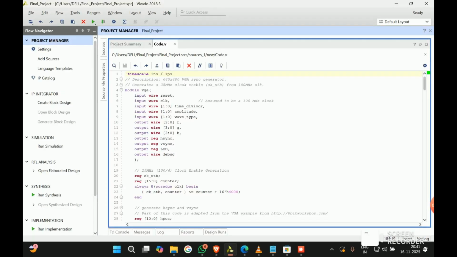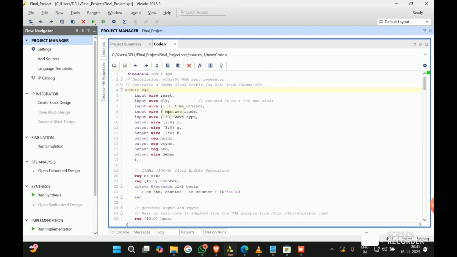Hello, so our project is building a digital oscilloscope using an FPGA. We have used a 640 cross 480 VGA sync generator, and we have assumed the input 100 megahertz clock from the FPGA for this project. So we essentially have two important modules in this. The first one is the VGA and the second one is the function generator.